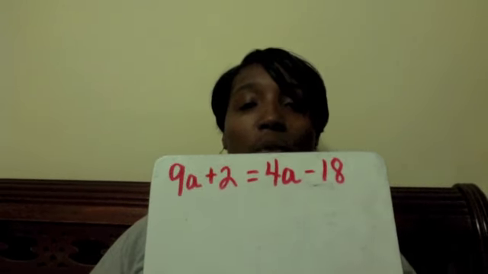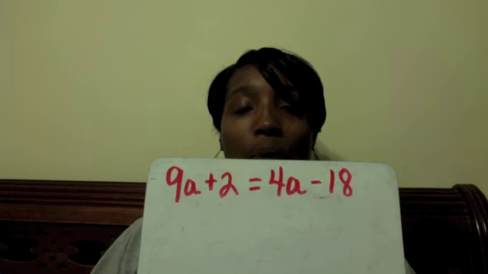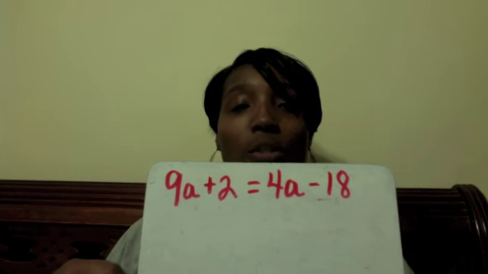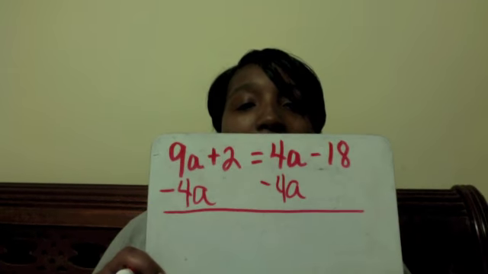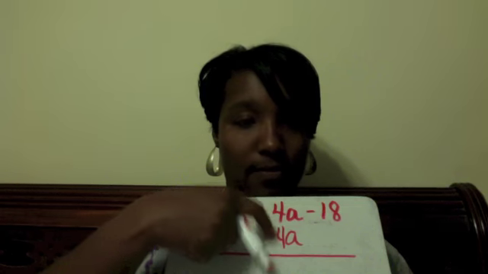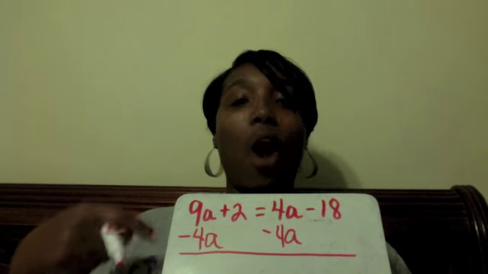So our first step is to subtract 4a from both sides. I do want to point out that that 4a is positive, so in order to get rid of it, we have to subtract it. Okay. Notice that I'm lining up the 4a and the 9a. They are like terms, okay?